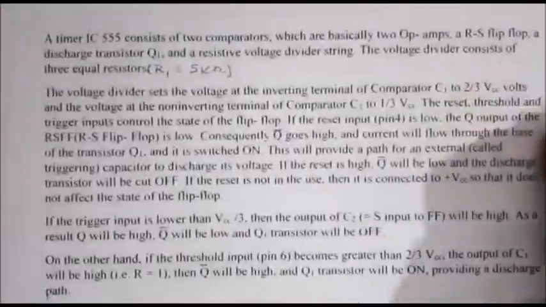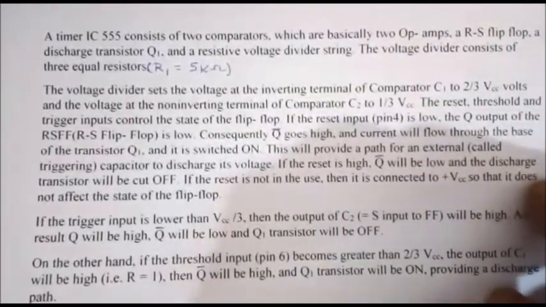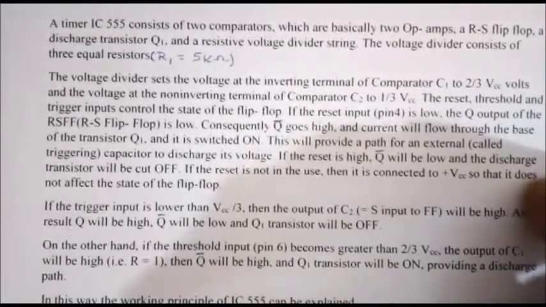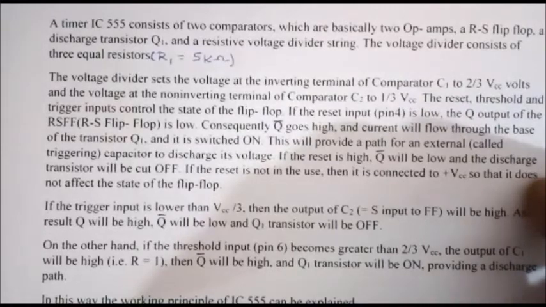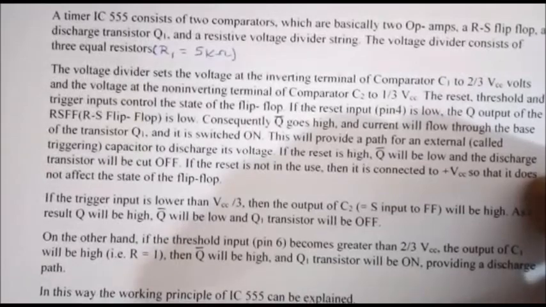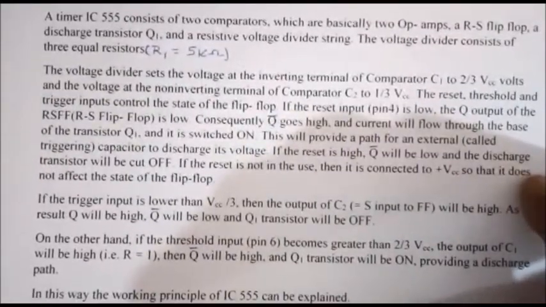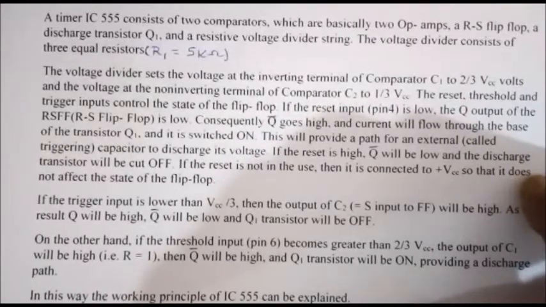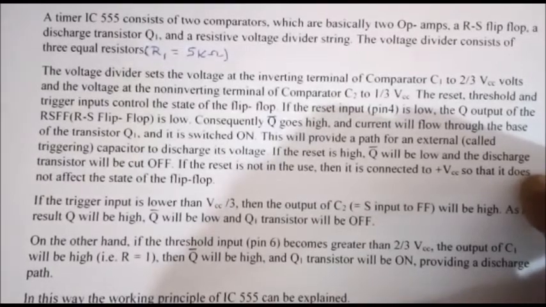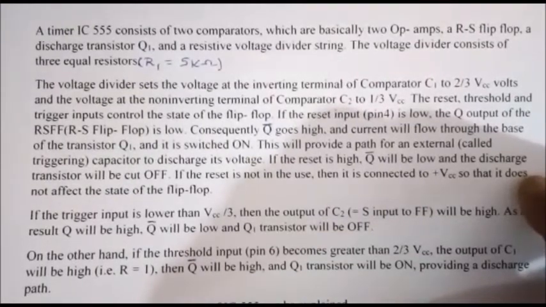as you have seen, it consists of two comparators, which are basically two op-amps, an RS flip-flop, a discharge transistor Q1, and a resistive voltage divider string, which you have already seen in the diagram. The voltage divider consists of 3 equal resistors, each equal to 5 kilo ohm. The voltage divider sets the voltage at the inverting terminal of the comparator C1 to 2/3 VCC volts, and the voltage at the non-inverting terminal of comparator C2, that is the lower one, to 1/3 VCC.